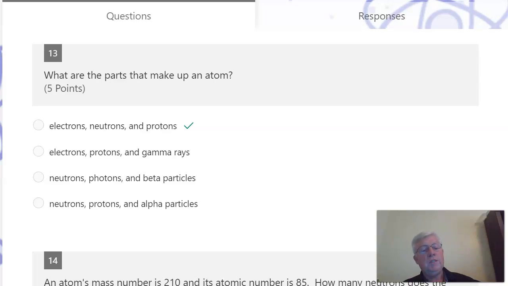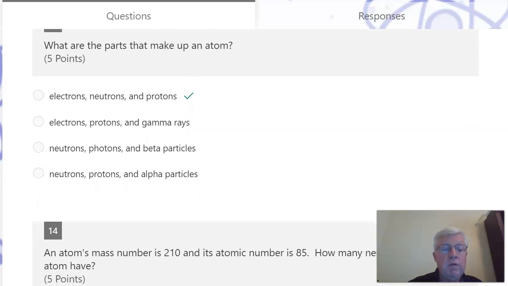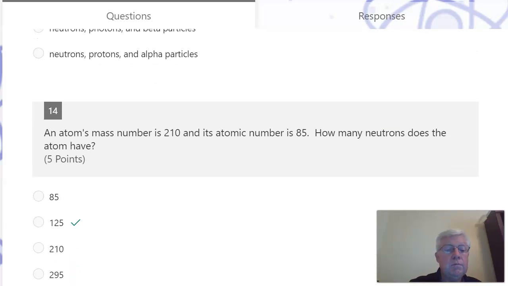And electrons are those things that spin around it. But the physical parts of an atom are electrons, neutrons, and protons. These things down here below, they're all real things. They're just not a makeup of the atom as we look at it.